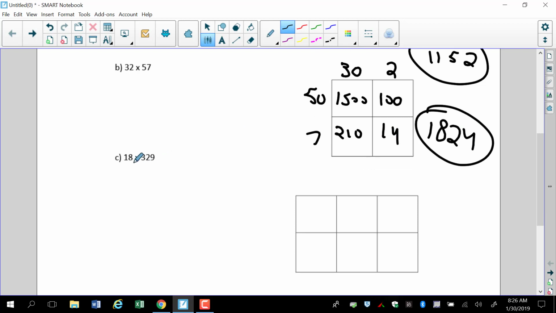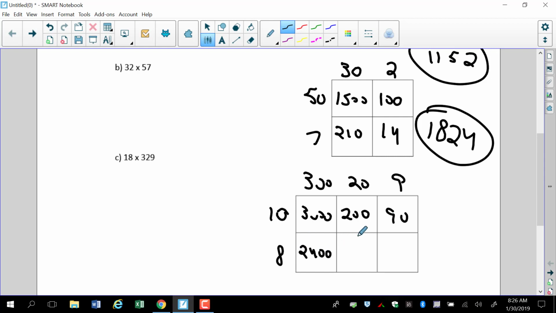If we have this, we can just extend this to 300, 20, and 9, 10 and 8 for 18. 3,000, 200, 90 here, 2,400, 160, and 72. And then again, you can just add up all those squares on the inside, and you get your answer. So 3,000, 3,200, 5,600, 5,700, and so on. You could just add those up.